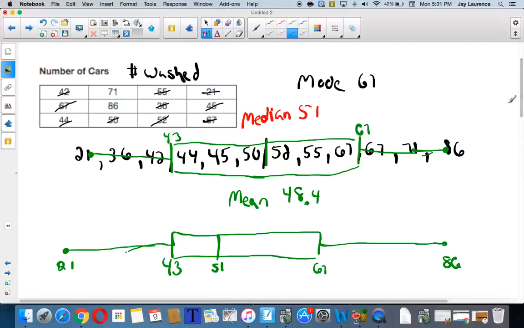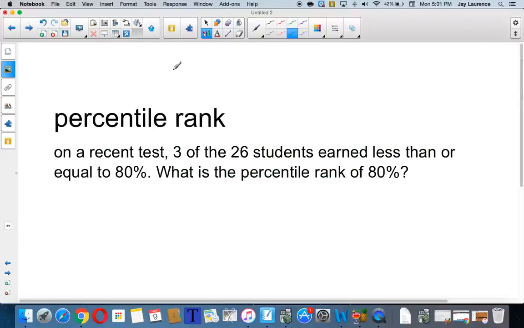All right, so the last thing I want to talk about is the percentile rank. Now, this is really easy. On a percentile rank, 3 of 26 students earn less than 80 or equal to 80%. What percentile rank is 80%? So 3 divided by 26, and then I'll multiply that by 100. If I do 3 divided by 26, I end up with approximately 11.5 as the percentile rank.